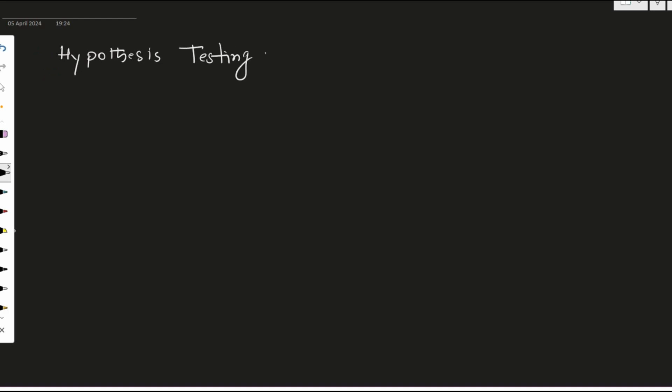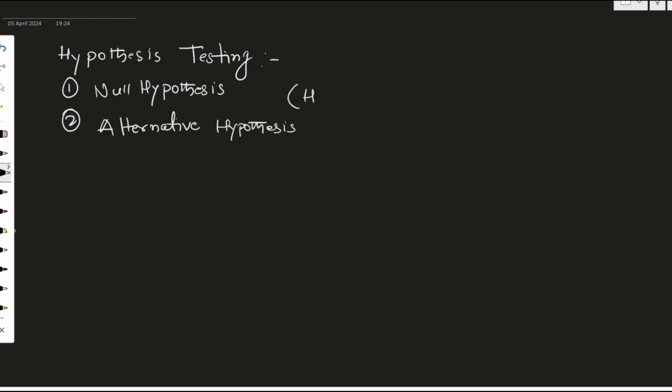So hypothesis testing is divided into two parts: the null hypothesis and the alternative hypothesis. The null hypothesis is represented by H naught, and the alternative by H1. And in our hypothesis testing, we have to consider both of them.